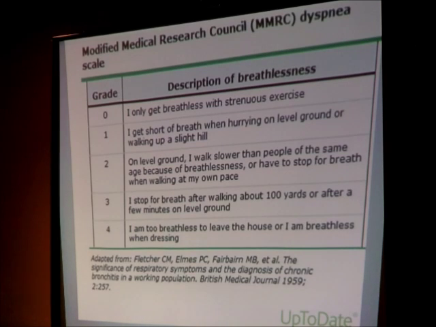This is the Modified Medical Research Council scale for shortness of breath. And the middle category I'll read off for you is what I think they use to separate those with minimal symptoms versus those with significant symptoms. The middle category is grade 2. On level ground, I walk slower than people of the same age because of shortness of breath, breathlessness, or have to stop for breath when walking at my own pace. So that's grade 2. That puts you into a different category of symptomatology.